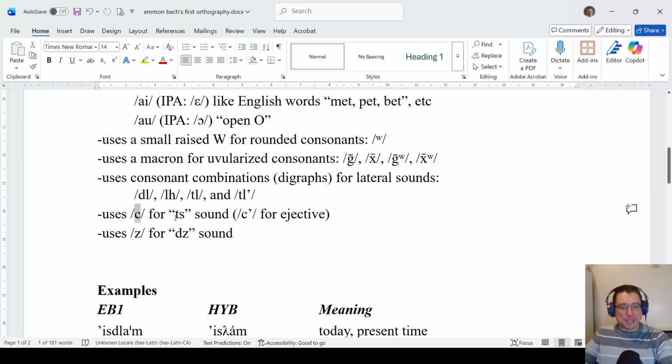He also uses a C for a TS sound. And then he uses a C followed by an apostrophe for an ejective TS sound. So regular C is kind of a softer sound. C followed by apostrophe in Emmon Bach's first orthography is a sharper, more explosive sound. And he uses the letter Z for DZ, like the English word ads. So that's what the Z sounds like, z, z, ads.